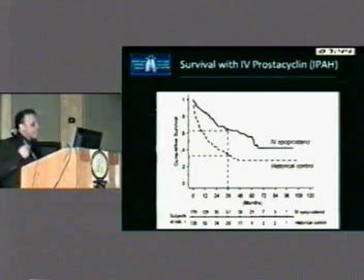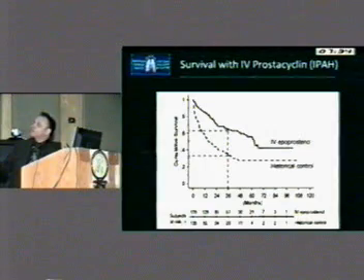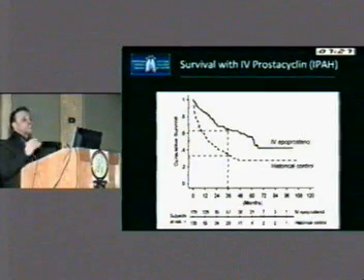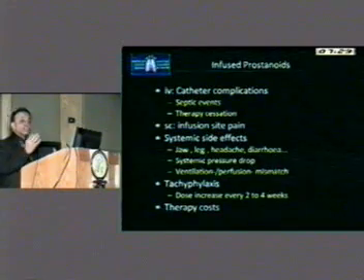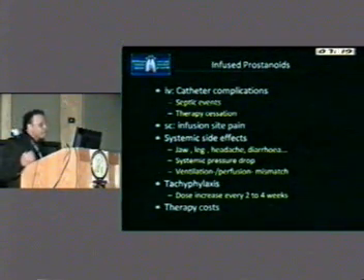If you look here, this data from the late 80s showed that IV prostacyclin at least doubled the survival. The 3-year survival improved from 34% to about 62%. So this class of medication was the first class of medication to show survival advantage. And some of those patients were actually taken off the transplant list because they were doing far better clinically.